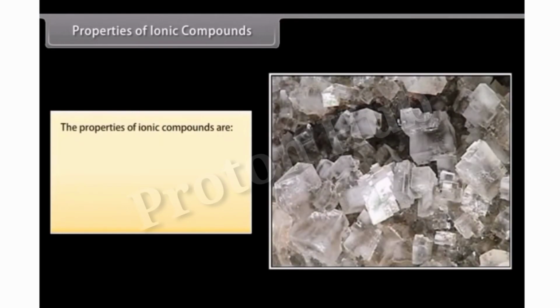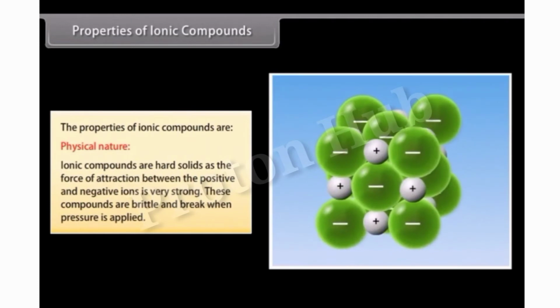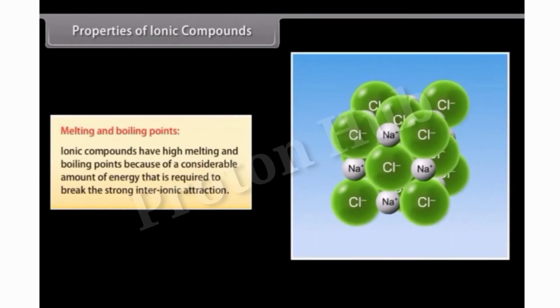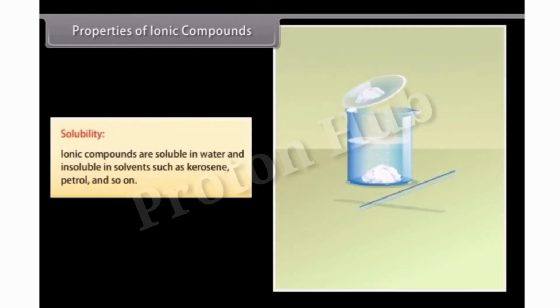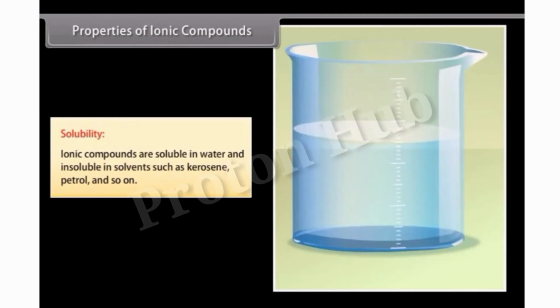Properties of ionic compounds. Let us look at some ionic compound properties. Physical nature. Ionic compounds are hard solids as the force of attraction between the positive and negative ions is very strong. These compounds are brittle and break when pressure is applied. Melting and boiling points. Ionic compounds have high melting and boiling points because of a considerable amount of energy that is required to break the strong inter-ionic attraction. Solubility. Ionic compounds are soluble in water and insoluble in solvents such as kerosene, petrol, and so on.